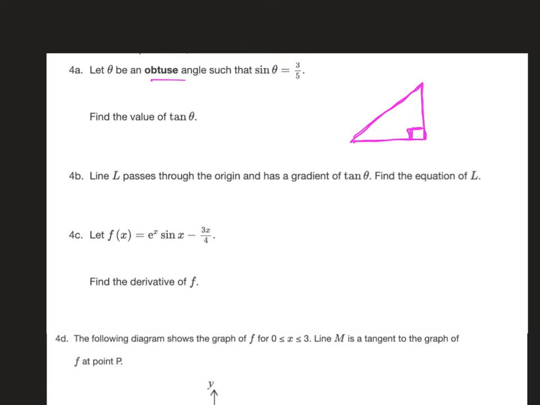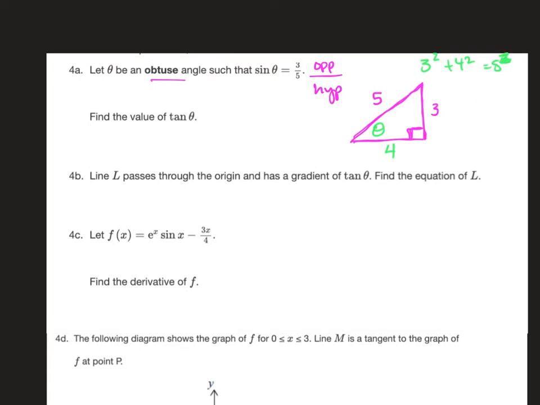So here's my theta. I'm going to put my theta right there. The sine being 3/5, remember that sine is opposite over the hypotenuse. So the opposite is 3, and this is 5. But the thing is that we've got an obtuse angle. Before we get there, this side is going to be 4, which you can check with 3 squared plus 4 squared being equal to 5 squared.